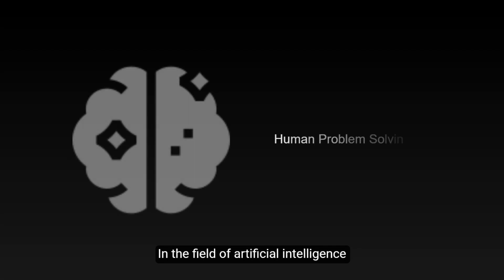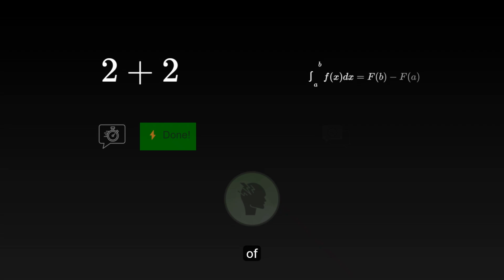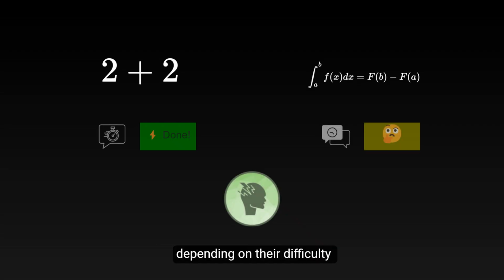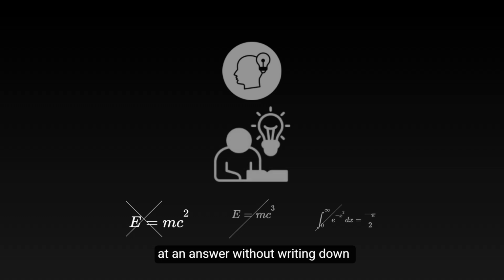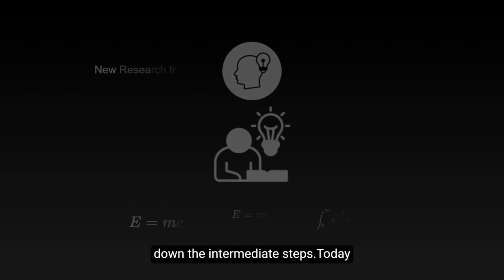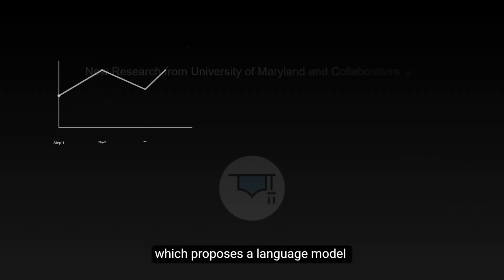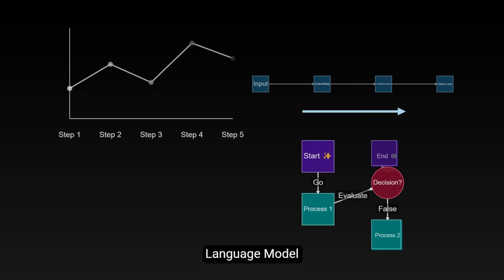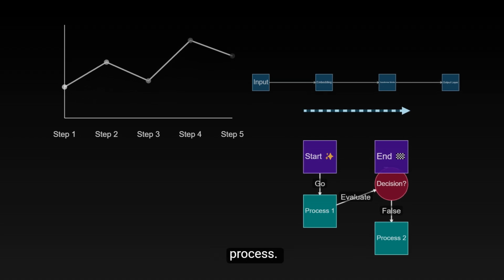In the field of artificial intelligence, an interesting phenomenon is that humans invest different amounts of thinking time to solve problems depending on their difficulty, and sometimes they can even arrive at an answer without writing down the intermediate steps. Today, I want to share with you a new study from a research team at the University of Maryland and other institutions, which proposes a language model architecture capable of simulating this deep thinking process.